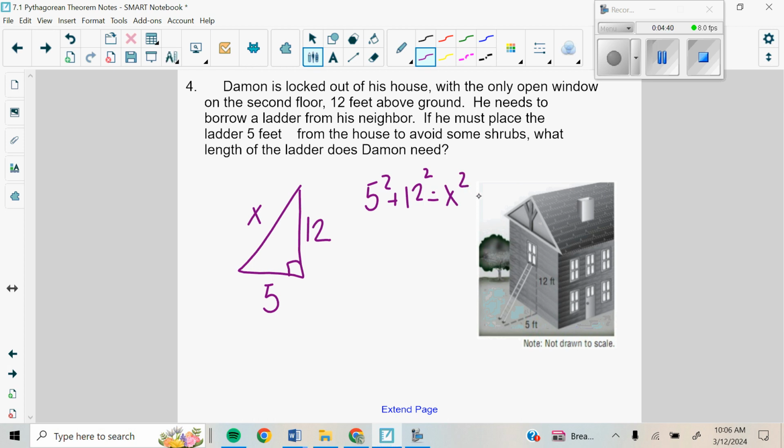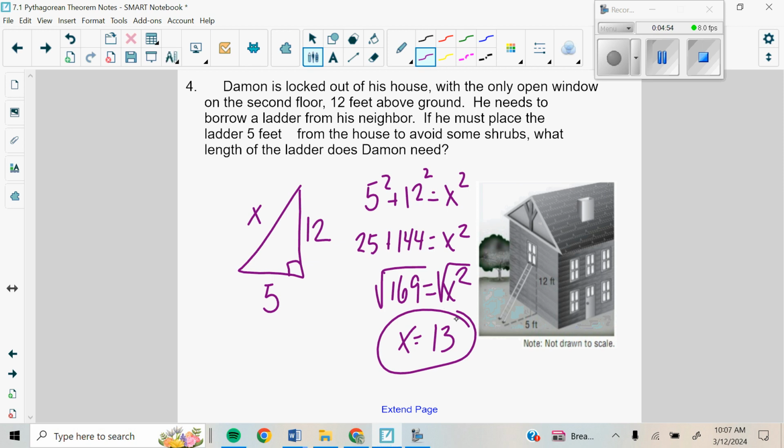5 squared gives us 25. 12 squared gives us 144. So we get 169 equals x squared. So we're going to take the square root on both sides. Again, always ask yourself, is that a perfect square root? And it is this time, it's 13. In fact, 5, 12, 13 is a Pythagorean triple.